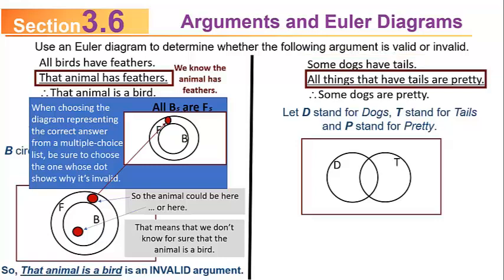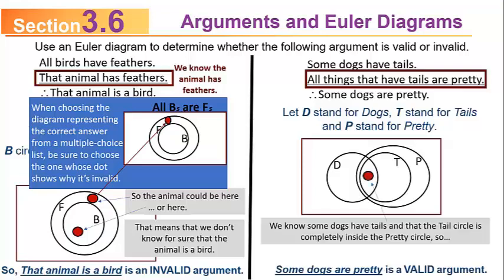The second premise says all things that have tails are pretty. That means the tail circle has to be completely inside the pretty circle. If we include a pretty circle, wherever we put it, it has to completely envelop the tail circle. So it might look something like that. If some dogs have tails and the tail circle is completely inside the pretty circle, that means that some dogs are pretty is a valid argument, because there's no way for that dot to be in the tail circle without also being in the pretty circle.